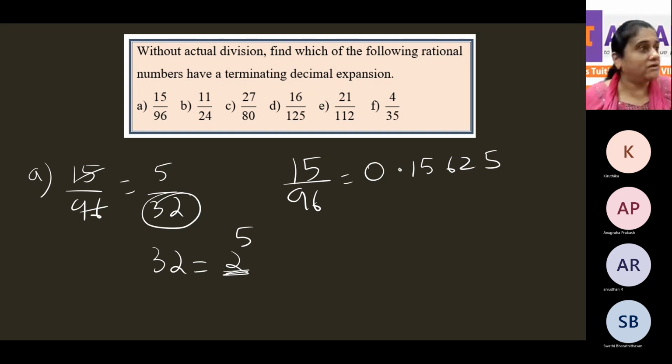But we didn't divide. Without dividing, we said that the question is not what is the terminating decimal expansion. The question is, will it have a terminating decimal expansion? Yes, it has a terminating decimal expansion. For the actual expansion, you should divide. There is another method also. We won't see that this year. That is next year. For this year, it's only this much.